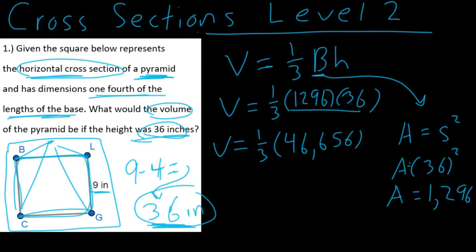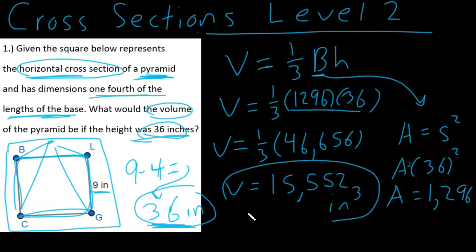46,656, and multiplying by 1/3 is the same as dividing by 3. So take that 46,656 divided by 3 and you will get 15,552. And in this case, that's going to be inches cubed. Remember, anytime we have volume, our units have to be cubed. I would encourage you to pause the video, finish taking any notes that you need, and let's move on to our second example.